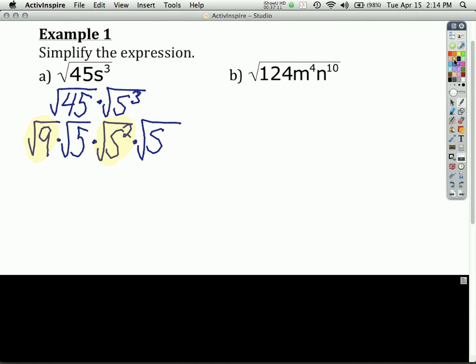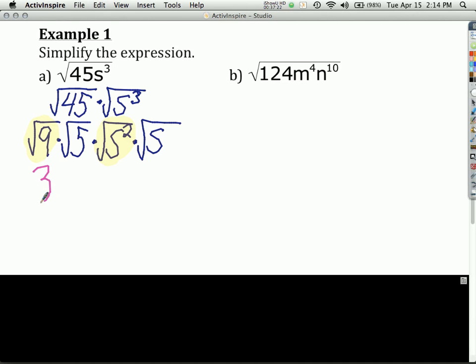Now take the square root of anything that you can take the square root of. The square root of 9 is 3. It's not radical 3. The square root of 9 is 3. The radical symbol disappears when you use it. Radical 5 cannot be done without a calculator, so we're going to leave it. The square root of s squared is s. We just learned that when we were looking at those squares. And the square root of s can't be done, so we leave it.